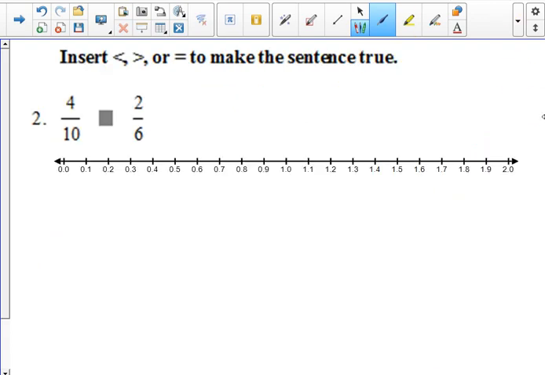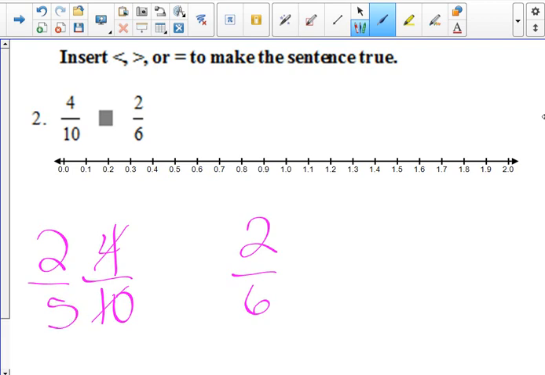Our second problem says insert less than, greater than, or equal to make the sentence true. And they give us 4/10 and 2/6. So the first thing I want to do is just see if maybe I can get them to equal terms. So simplify. So if we simplify this, we have 2/5, and this one becomes 1/3. So 2/5 and 1/3.